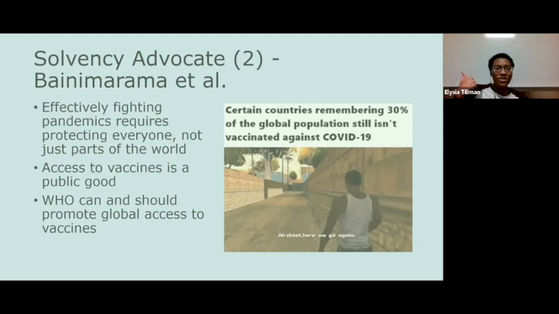So if we look at just the COVID numbers right now, we know that about 30% of the global population still isn't vaccinated against COVID. So even though a lot of countries are looking at it as like, okay, we're moving past COVID, we're getting past it, it's not that big of a deal anymore, the reality is that it's not going to be over until the whole world has dealt with it. So this card is really bringing in the idea that in order to effectively deal with pandemics, we have to make sure everybody gets vaccinated.